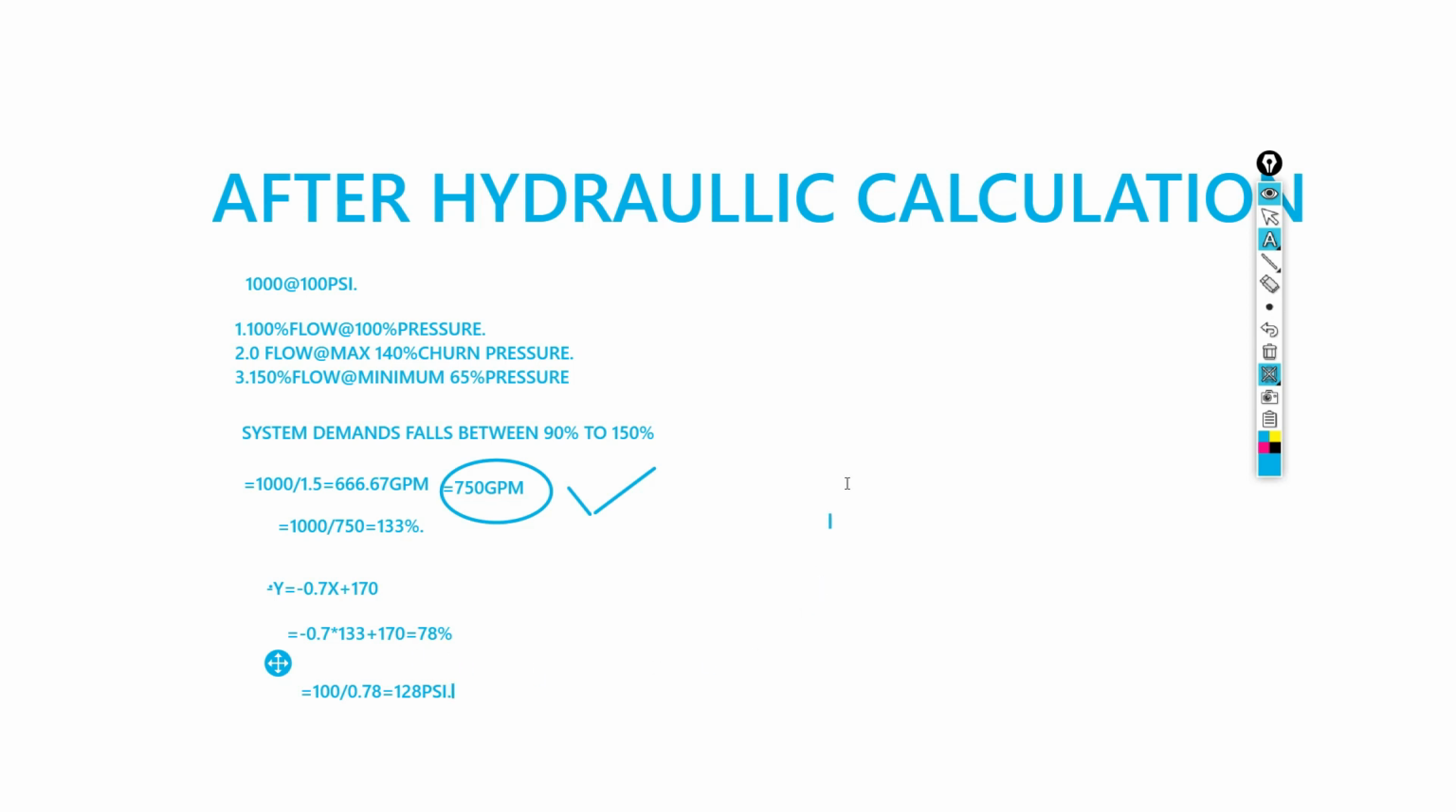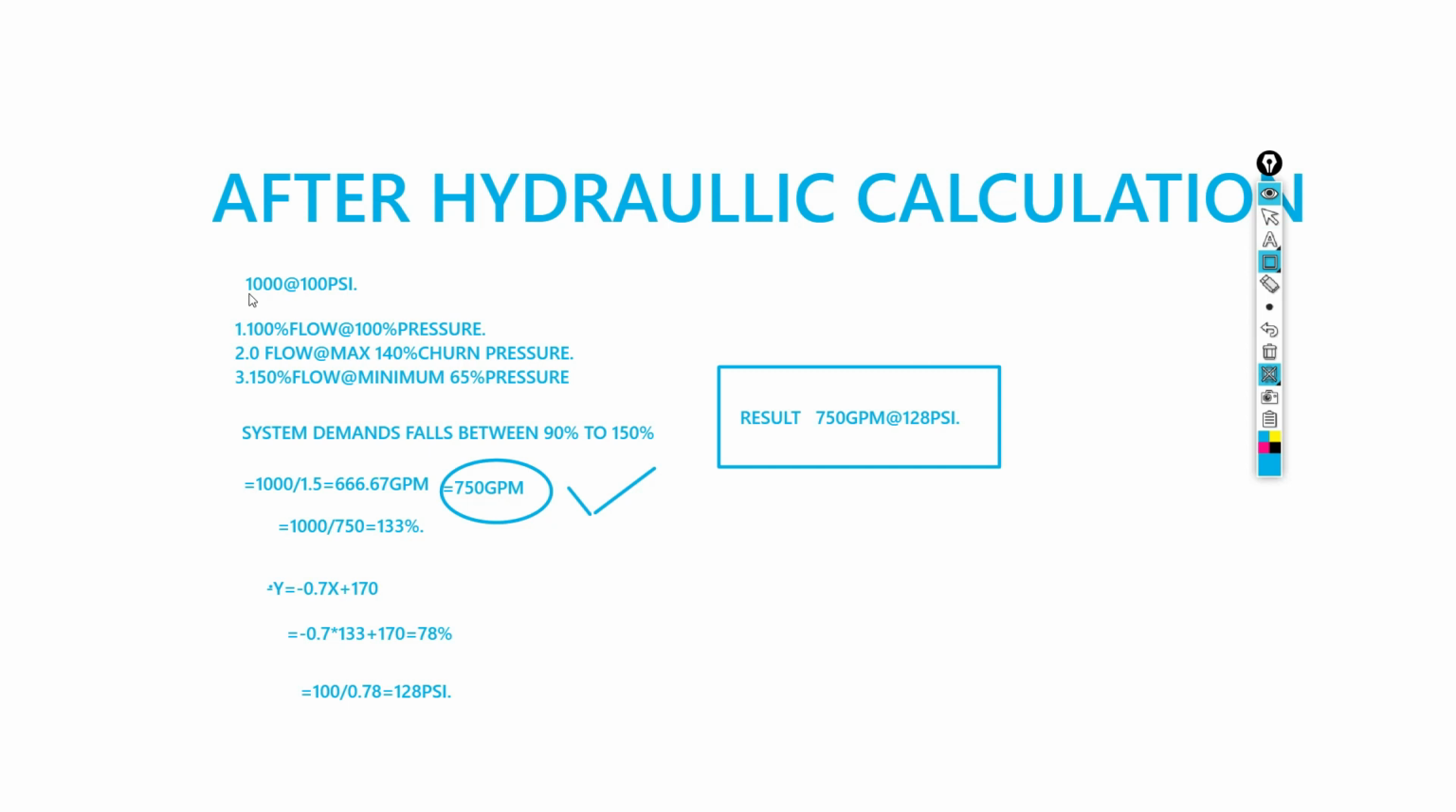So our final result is 750 GPM at a rate of 128 psi. We will order the pump. This much demand we will order. We required, after hydraulic calculation, 1000 GPM at a rate of 100 psi.